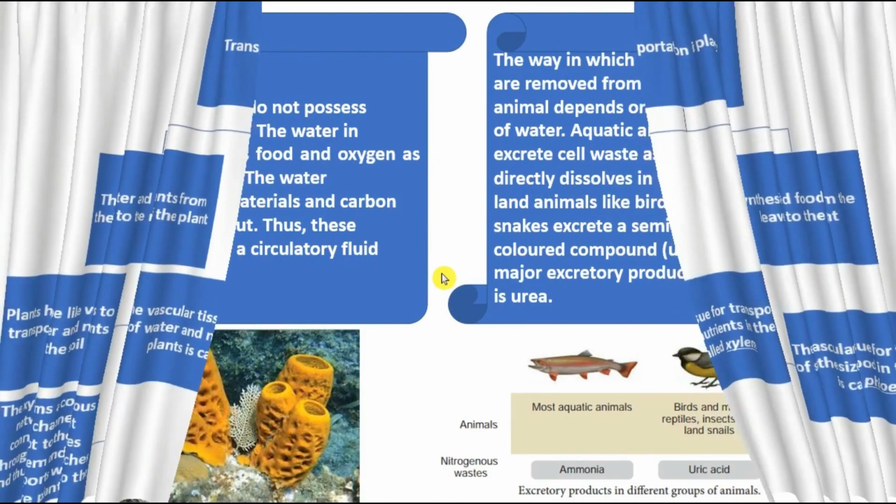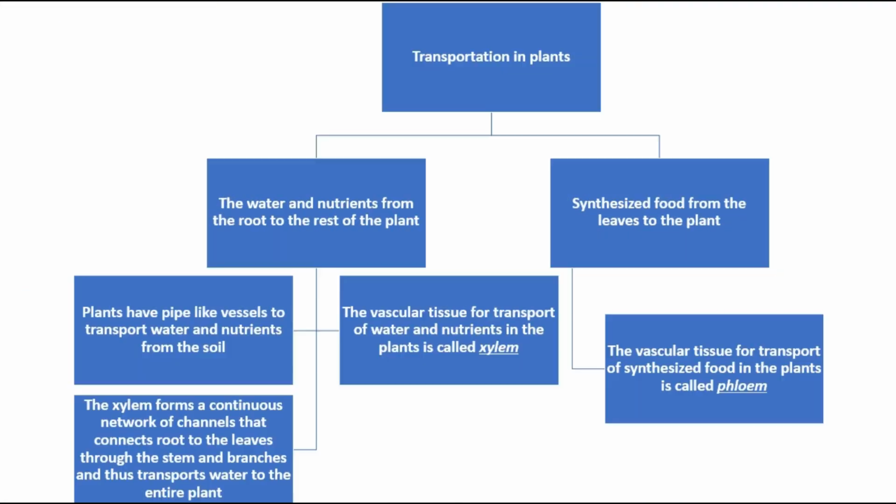Then again there is another process in plants known as transpiration. Plants absorb minerals, nutrients and water from the soil. But all this water is not utilized by the plant. So some of the water evaporates through the stomata present on the surface of the leaves by the process of transpiration.